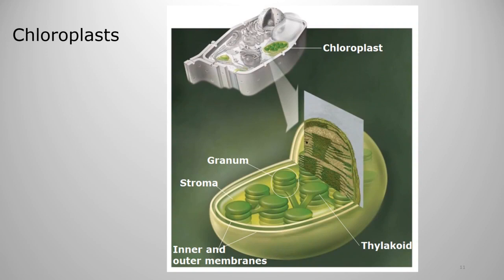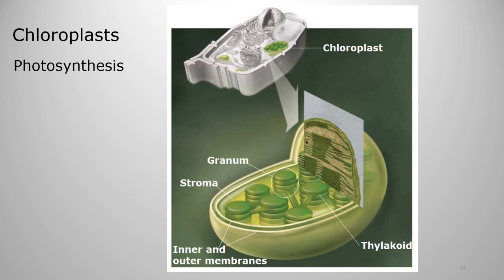Another organelle that's present only in plants and protists is the chloroplast. Mention of this organelle usually makes students think of photosynthesis. And yes, this is where photosynthesis occurs in two steps. The first step uses light, and then the second step uses carbon dioxide.